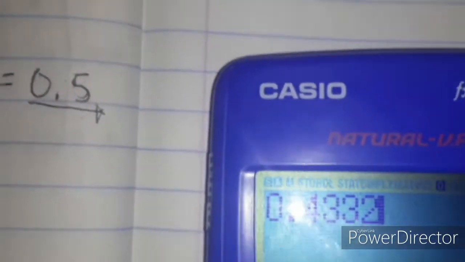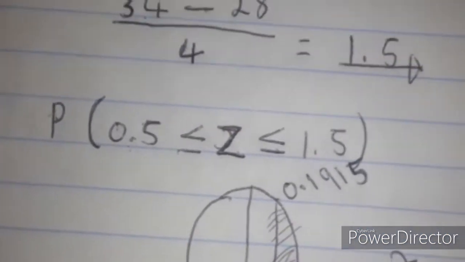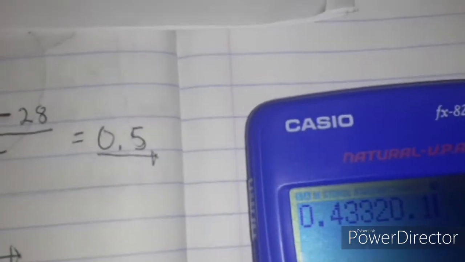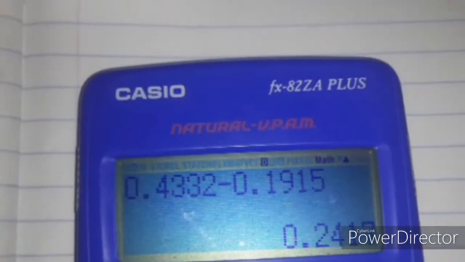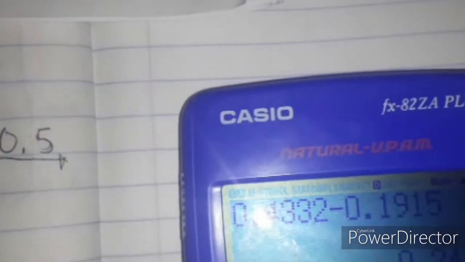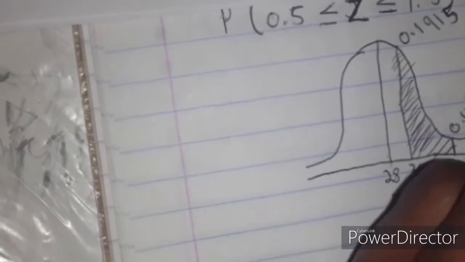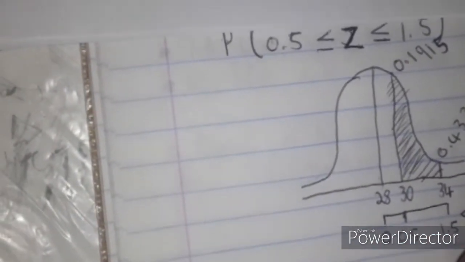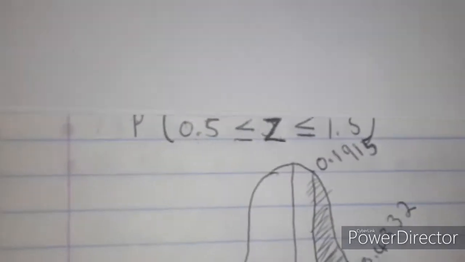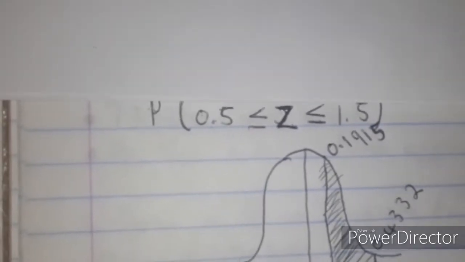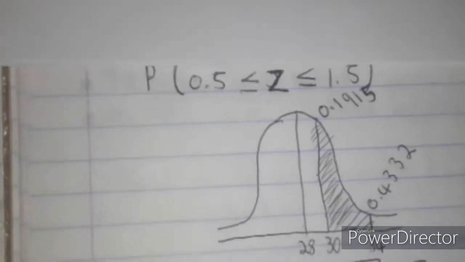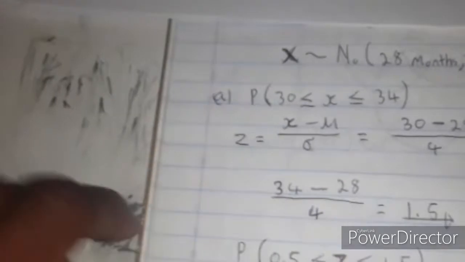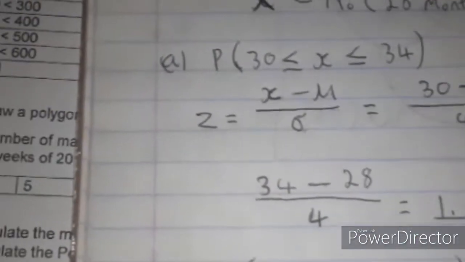0.4332 minus this one, 0.1915 minus. So the probability that it will last between 30 and 34 months is 0.2417. 0.4332 minus 0.1915 is equal to 0.2417. Like that. That was question A.